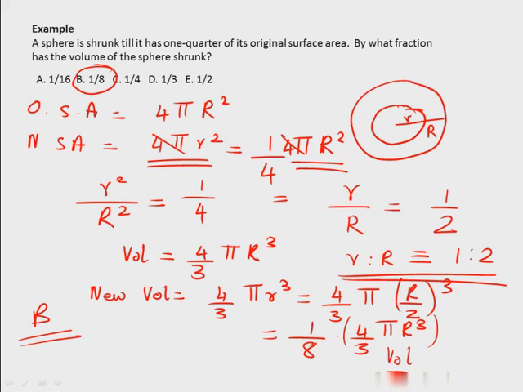That's because the formula for surface area involves squaring the radius, and the formula for volume involves cubing the radius. So whatever ratio change occurs in the radii, a square of that change will occur in the surface area, and a cube of that change will occur in the volume.